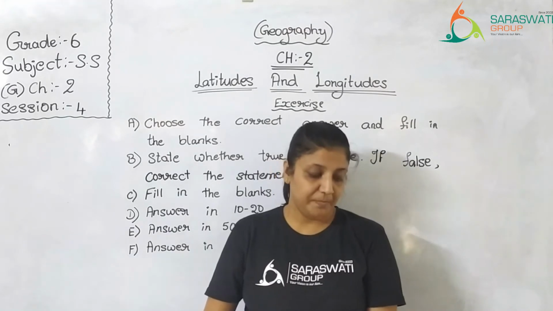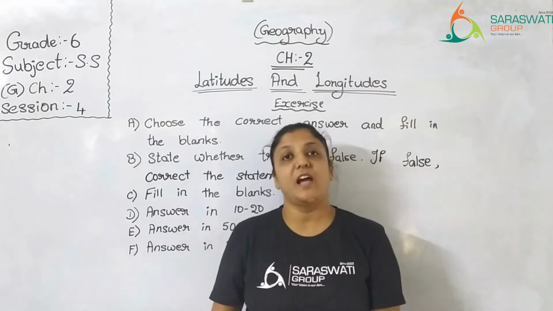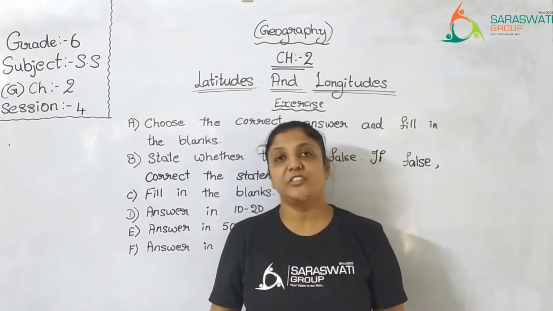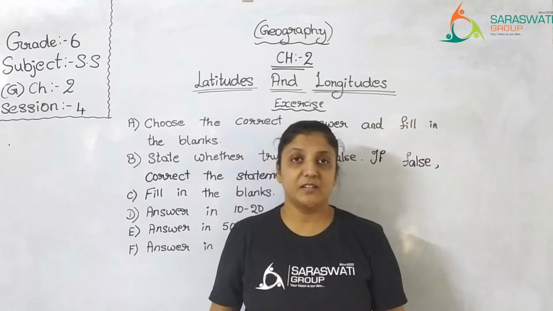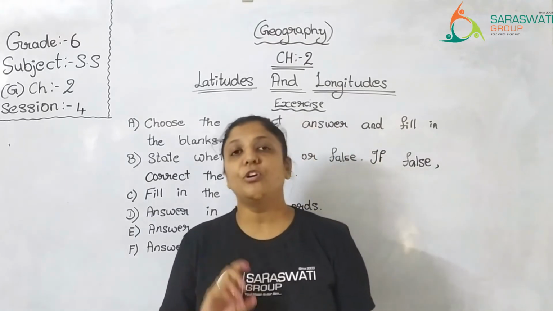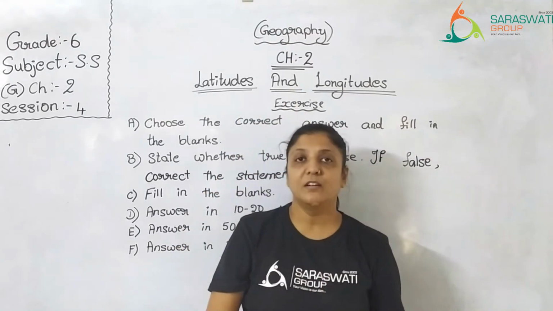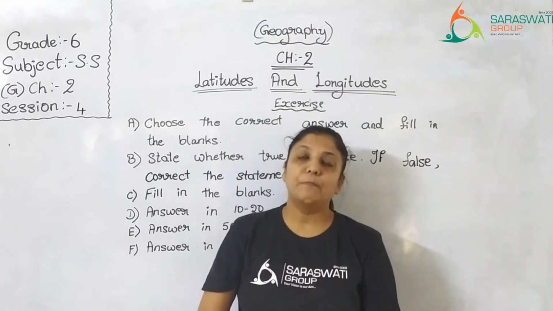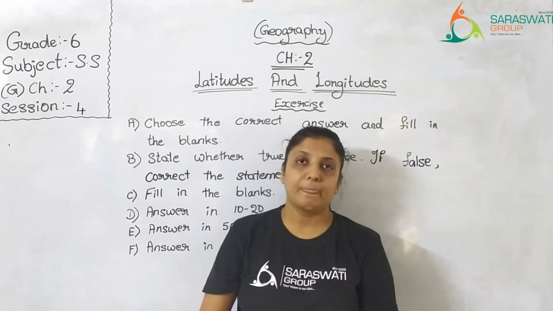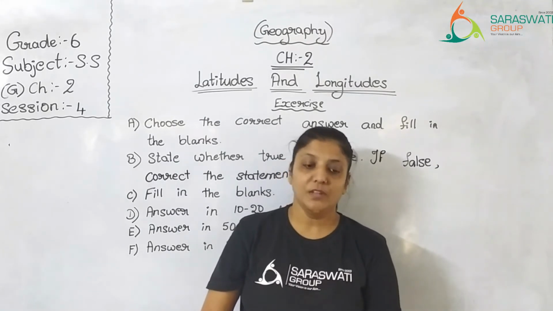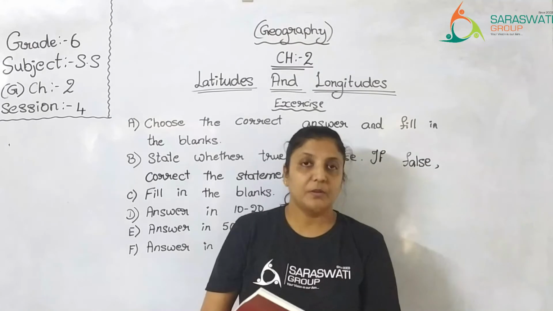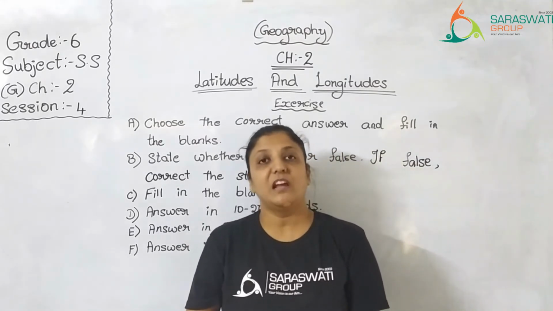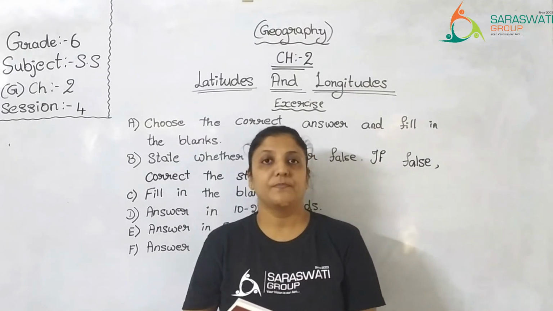Next, the meridians meet at the dash. Where do the meridians meet each other? The answer is two poles. Both the poles, right? Not just north pole and south pole. So the answer is two poles. Clear? Next, main question D. Answer the following questions in 10 to 20 words.